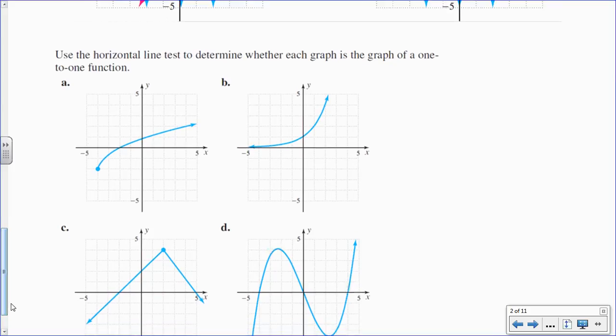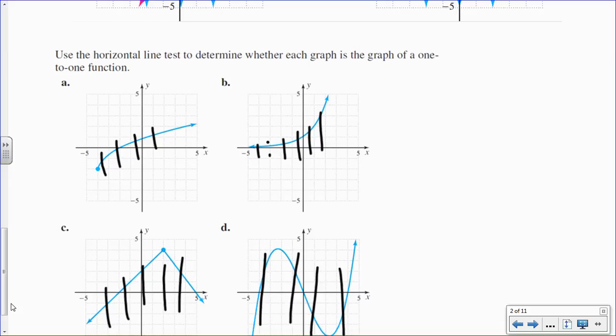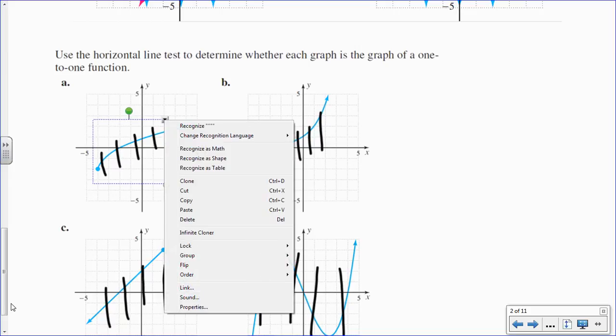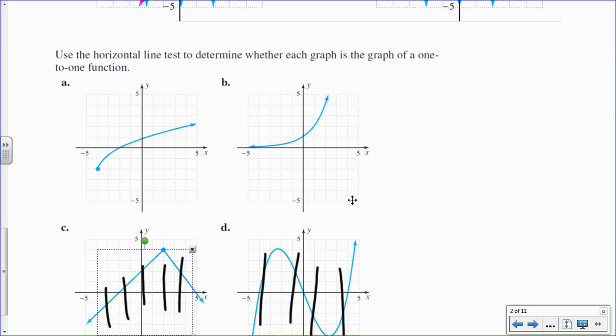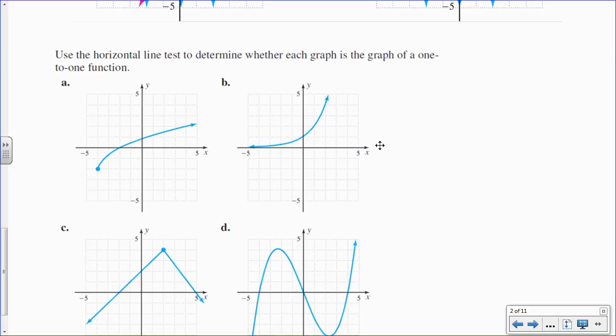So this says use horizontal line test to determine whether each graph is a graph of a one-to-one function. So just a quick overview. This is a function. This is a function. This is a function. And this is a function. So all of these are functions, but I want to see if they are one-to-one functions. So use horizontal line test to determine if they're one-to-one.